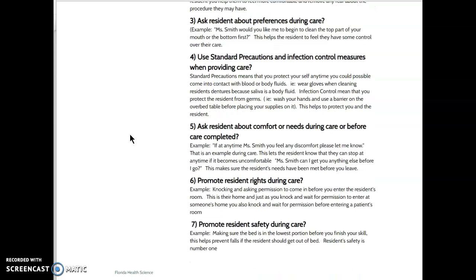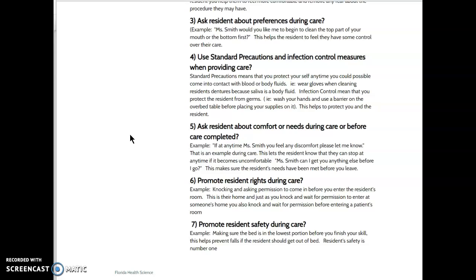You're going to ask the patient about comfort needs before, during, and after care. If you're using a gait belt and one of the skills that you're assigned is ambulating with a gait belt, you're definitely going to want to stop and check on them throughout. First, when they first stand up, and as you're walking them, asking them if they're dizzy, if they have any discomfort.